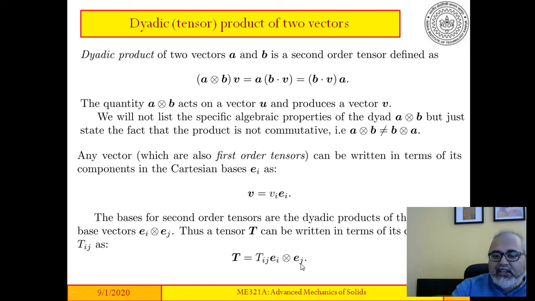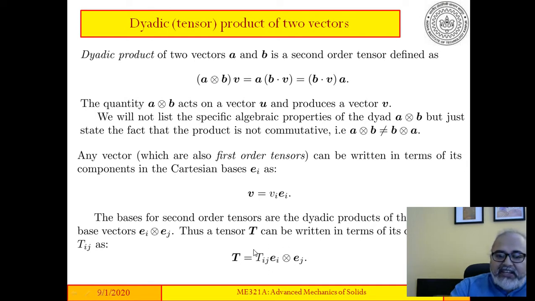Ei dyadic Ej are dyadic products between basis vectors. And these dyadic products, there are 9 of them, because I can go from 1 to 3, J can go from 1 to 3. These 9 of them together form the basis vector space, which can be used to represent any second order tensor in the Cartesian coordinate system.